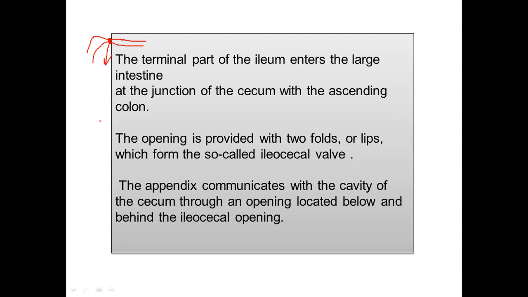It controls the opening of the ileum into the cecum for the contents to pass from the ileum into the cecum. That is the importance. On the posterior and medial side of the cecum lies a very small vermiform appendix. This appendix communicates with the cavity of the cecum through an opening located below and behind the ileocecal opening.